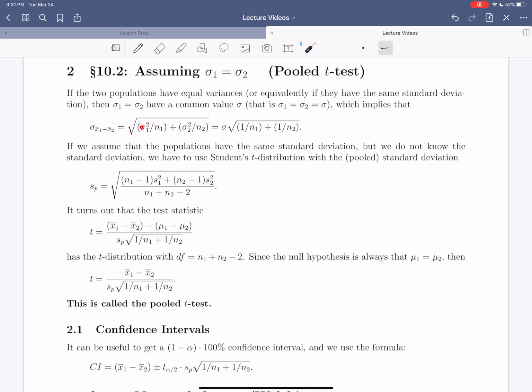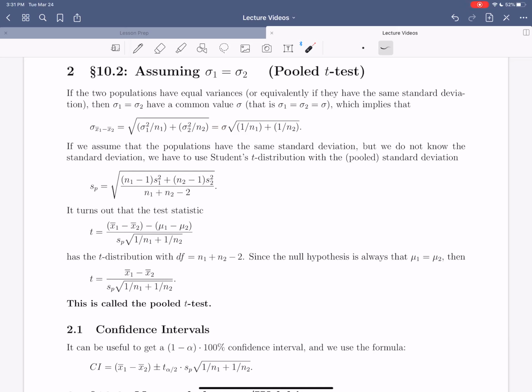If this is equal to sigma squared, then you can factor that out. After you take the square root of sigma squared, you get sigma, because sigma is positive, and then you can use that as your standard deviation formula. The problem is that if you don't know the standard deviation, you have to use the sample standard deviations. Before, we could just put in s for our sample standard deviation.